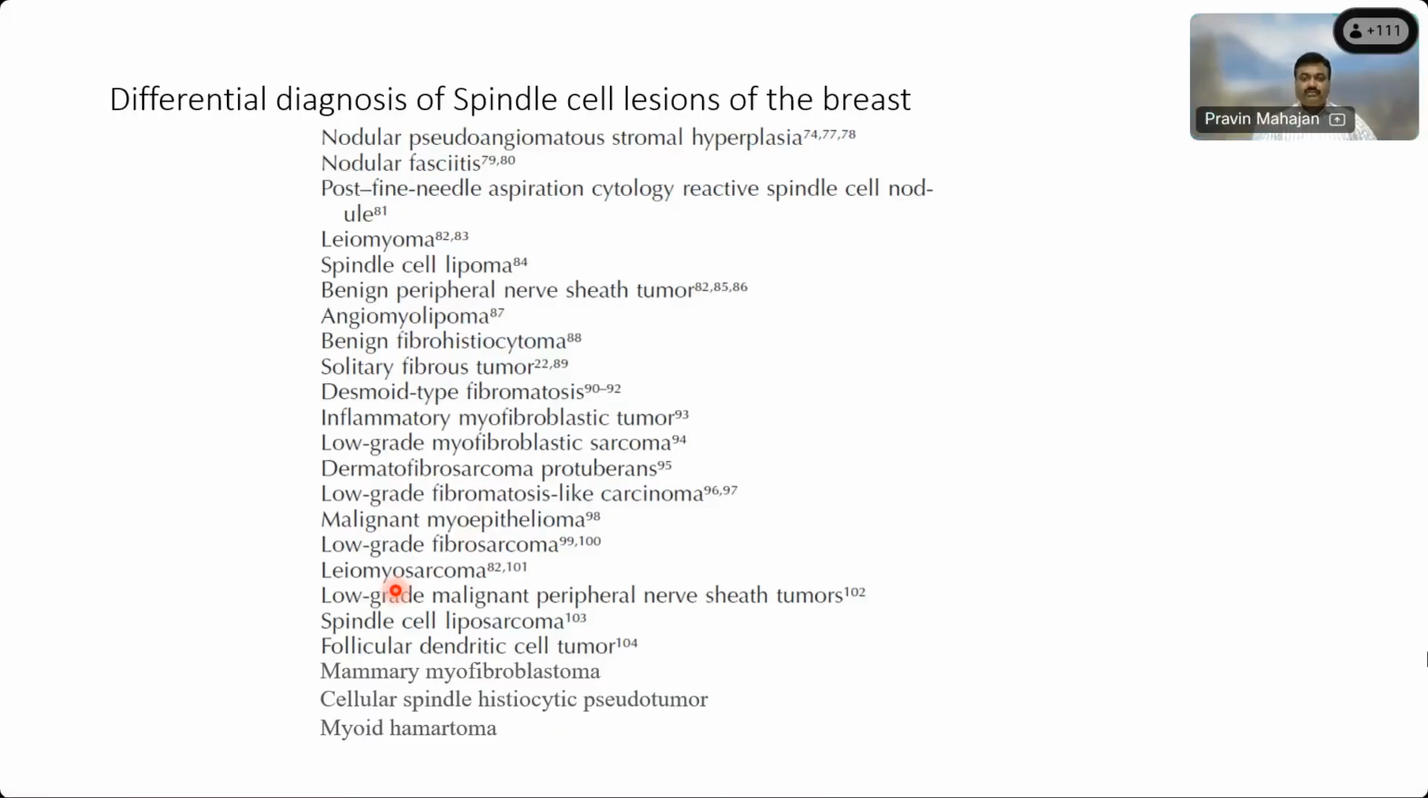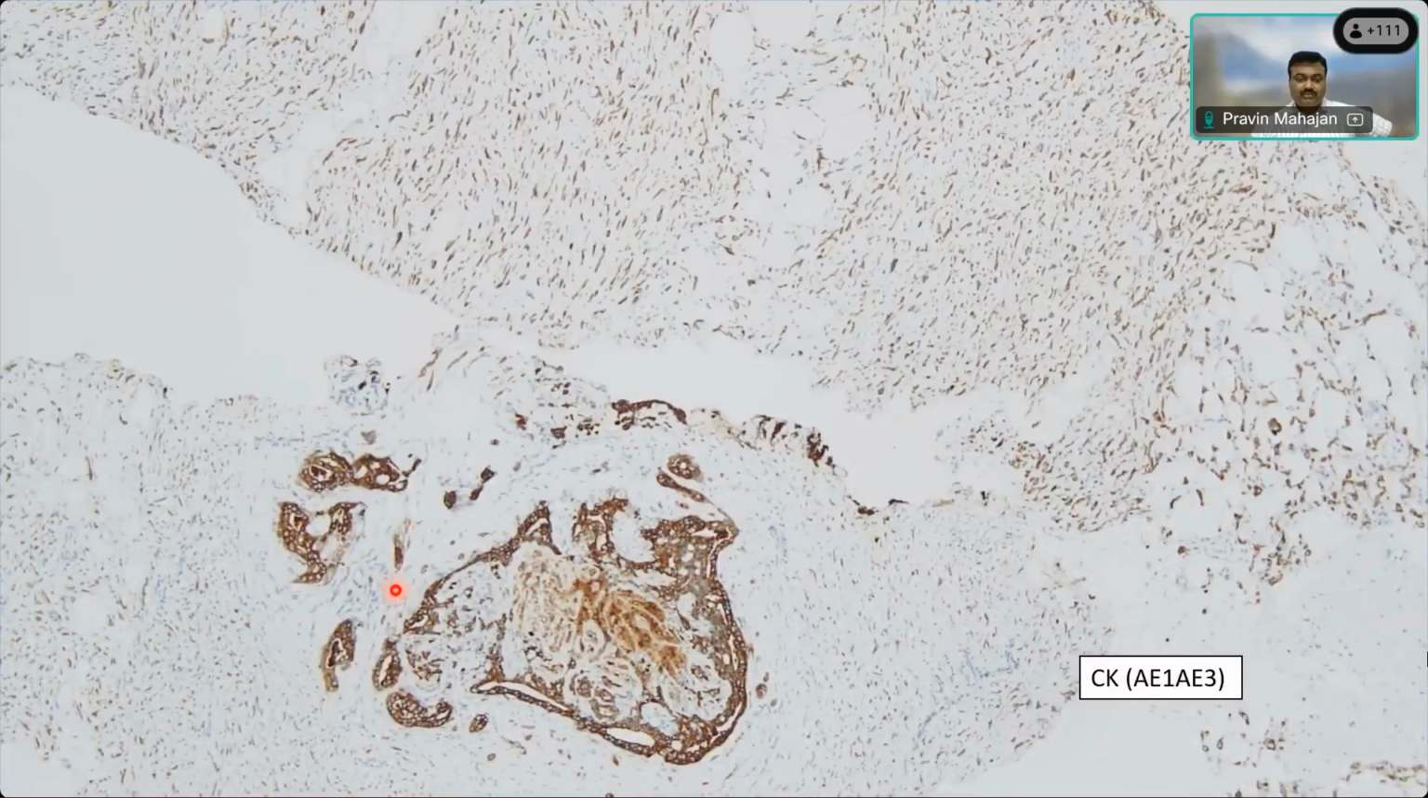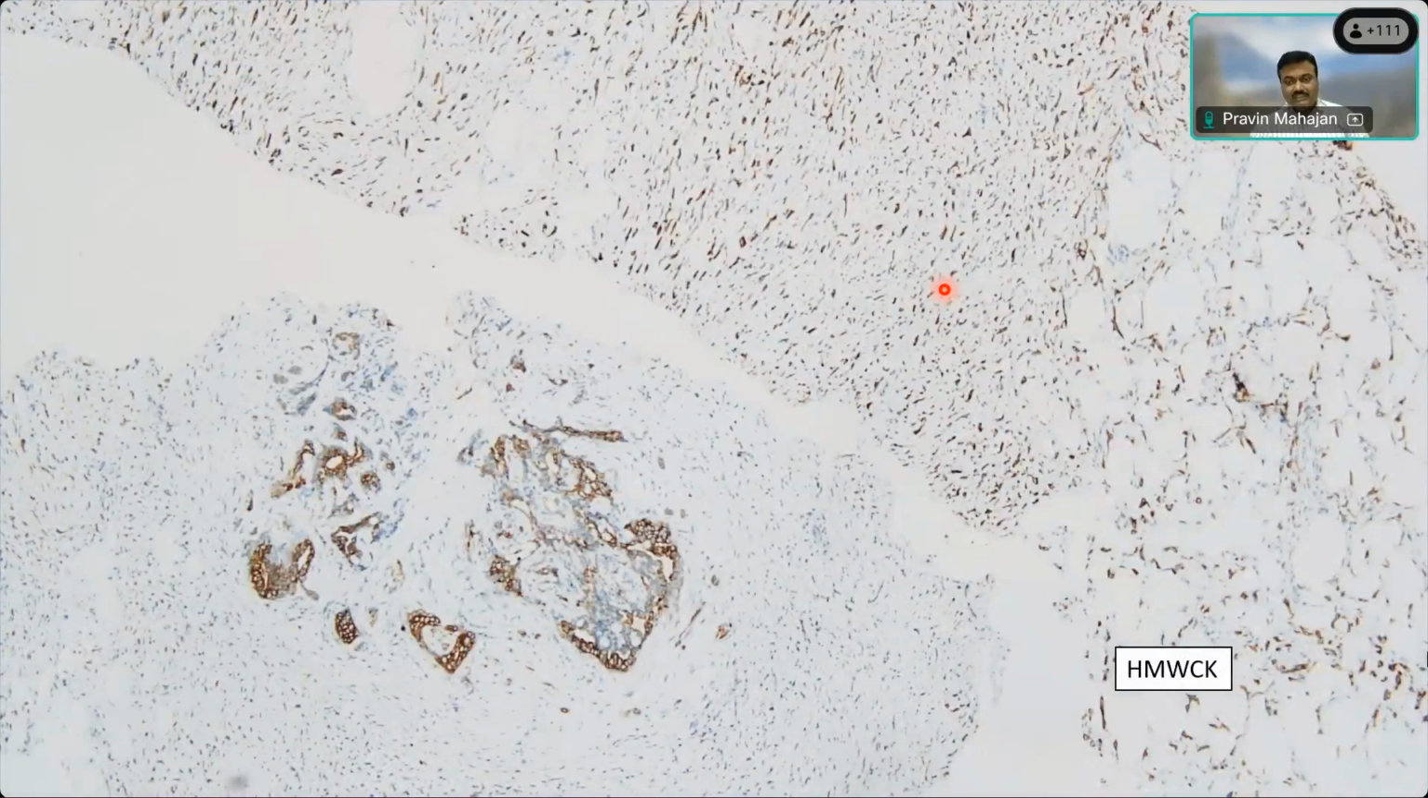Okay, so we're doing IHC. So CK. Is this CK positive, Shefali, or negative? The cells of interest are these spindle cells, right? Which are infiltrating into the fat. Everything is positive, nicely positive. So it is showing epithelial differentiation. So these spindle cells are showing epithelial differentiation, which is cytokeratin. Okay, right? HMWCK, another marker, which is high molecular weight cytokeratin, again positive.